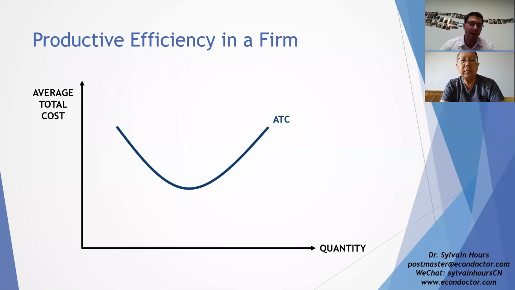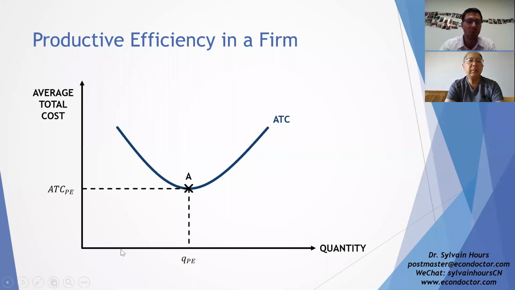And graphically speaking, how do we represent productive efficiency in a firm? It's a situation where we are at point A. So there are two things going on. The firm will produce the level of output that minimizes the ATC curve, and it will effectively produce this quantity of output at that minimum cost. Because this is not necessarily the case.